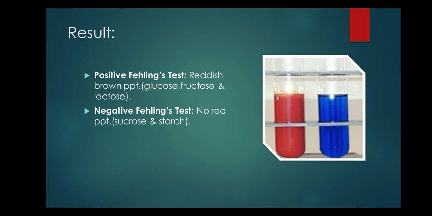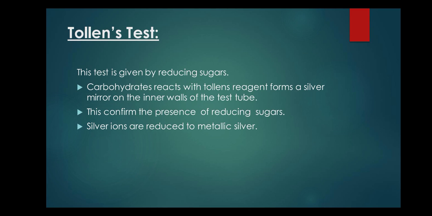Result: positive Fehling test. In case of a positive Fehling test, reddish brown precipitates are formed, which indicate that glucose, fructose, and lactose might be present in the solution. In a negative Fehling test, no red precipitates are formed, which indicates that sucrose and starch are present in the solution.